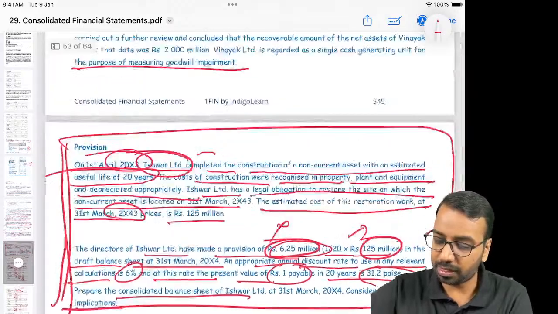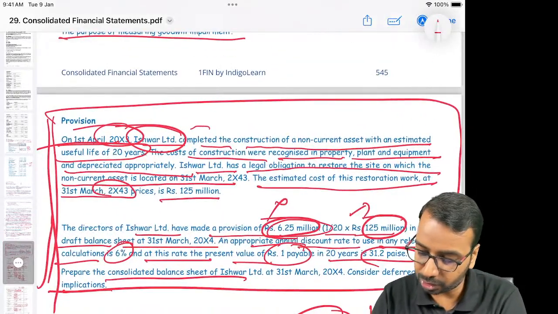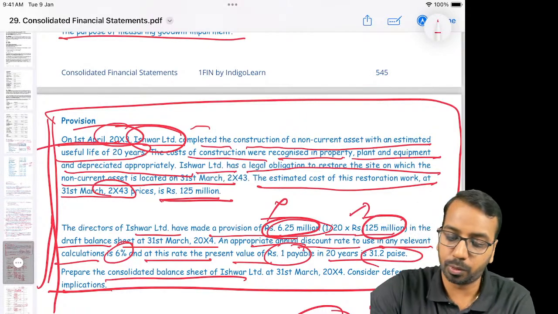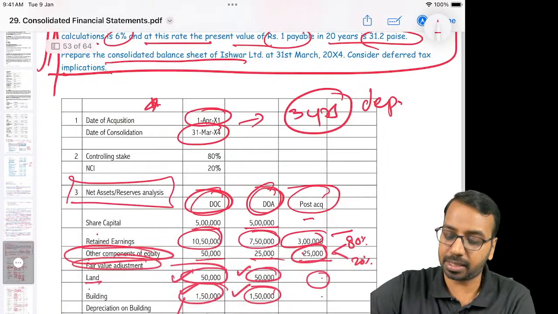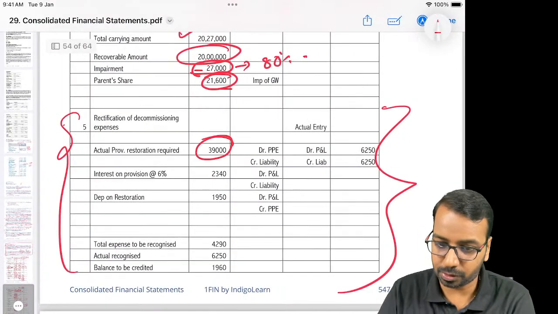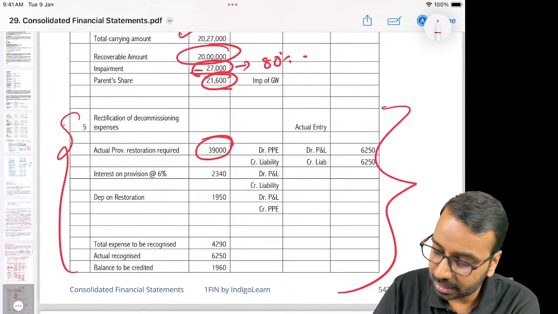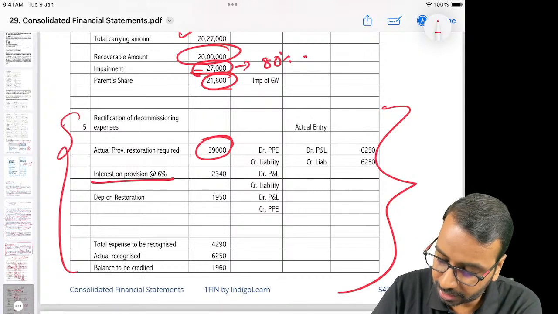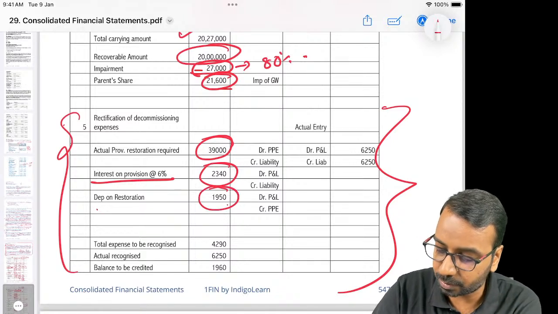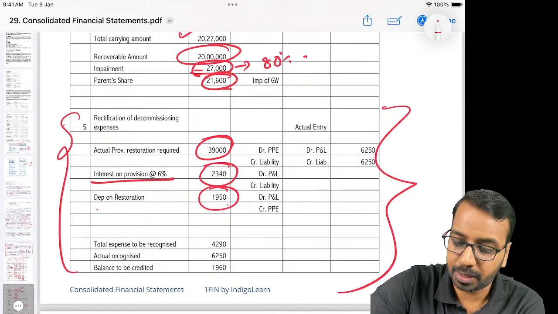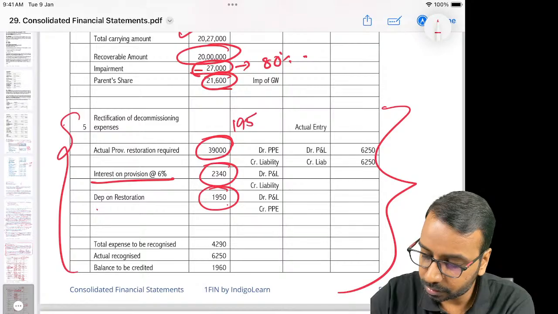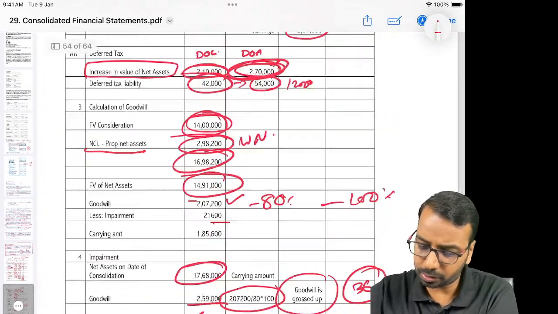Decommissioning part. So here what they have said is we need provision on 125 million. 125 into the present value factor they have given, 31.2. So required is 3,900. Provision required is 39,000, sorry, 39,000, right? And interest on provision at 6% is 2340. Depreciation on restoration provision is 1950, because 39,000 divided by 20 years, that is, how 20? It should be 40, no?